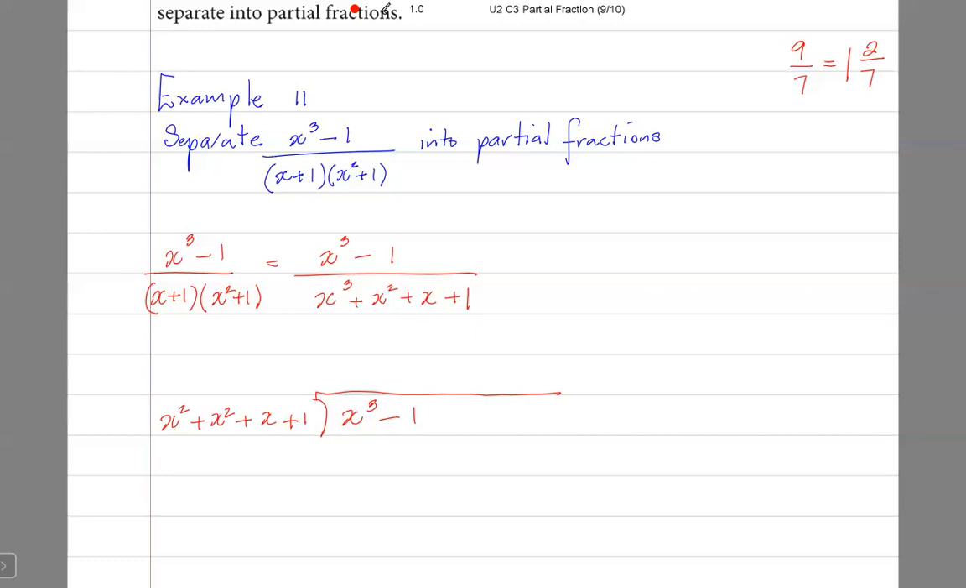Let's divide. I'm going to start out by saying x cubed into x cubed. X cubed goes into x cubed one time. Then I'm going to multiply now. 1 times x cubed is x cubed. 1 times x squared is x squared. 1 times x is x. And 1 times 1 is 1. Then I'm going to subtract.